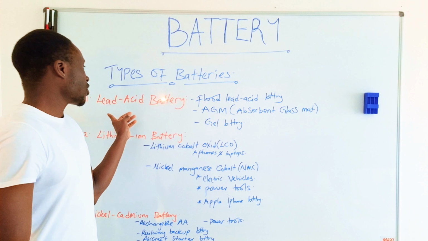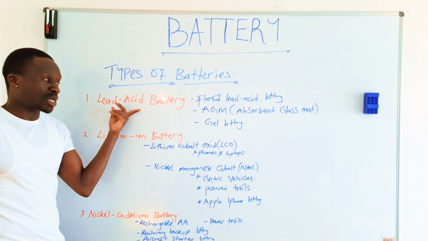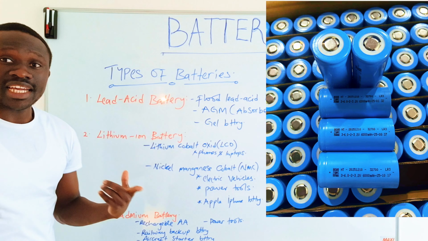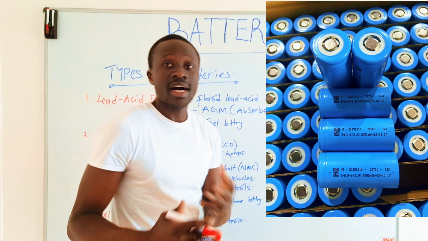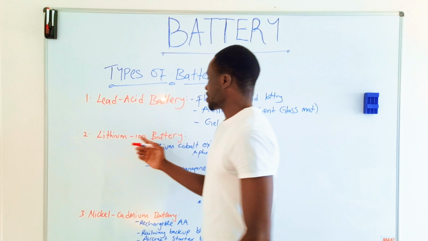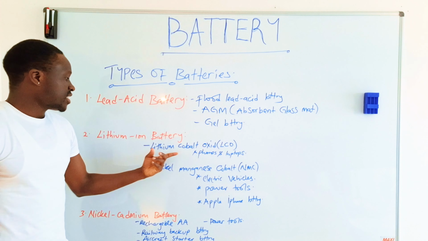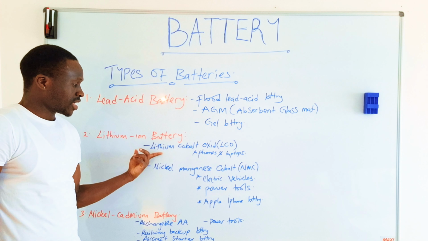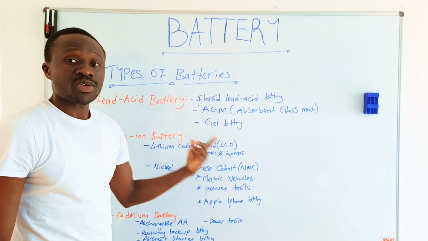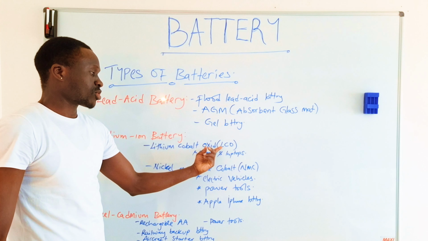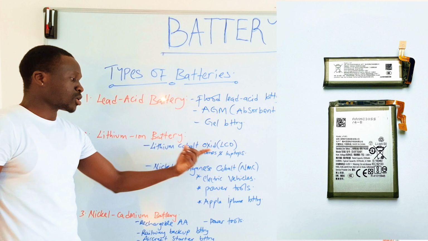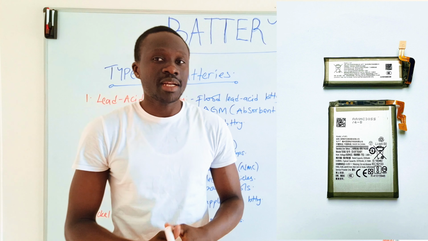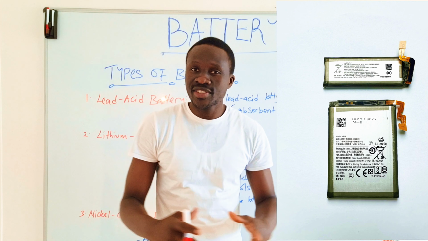All these fall under the lead acid battery. Now, we have also the lithium ion battery. These are examples of lithium ion batteries: lithium cobalt oxide, which is called LCO. These are the ones you find in phones. These lithium ion batteries are used in phones, okay?